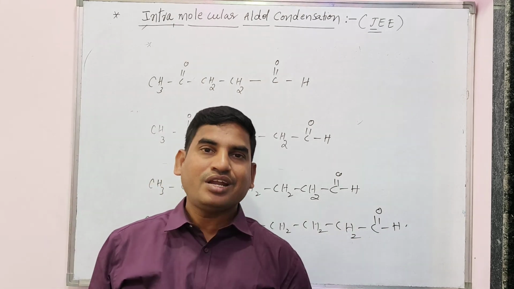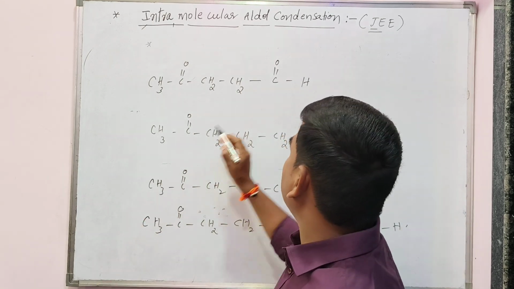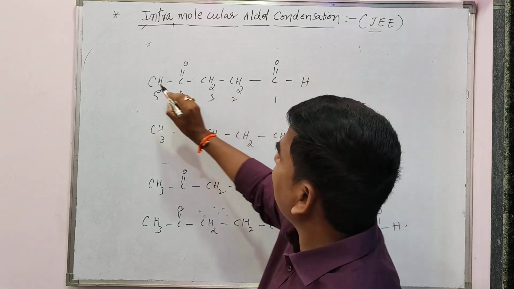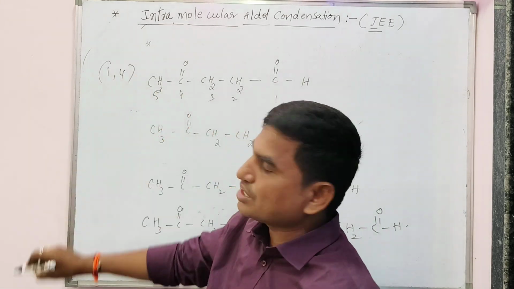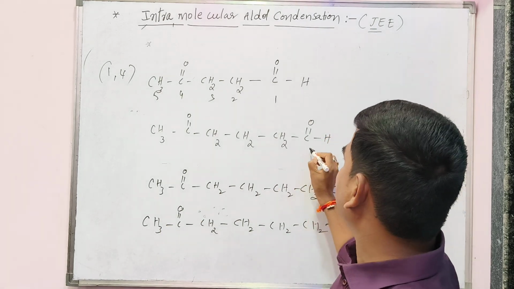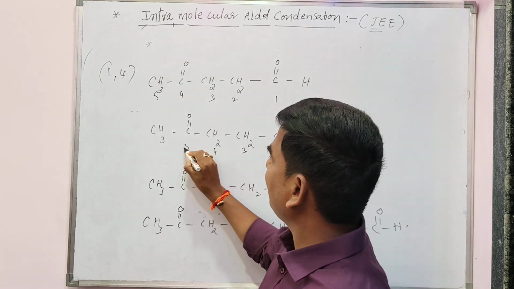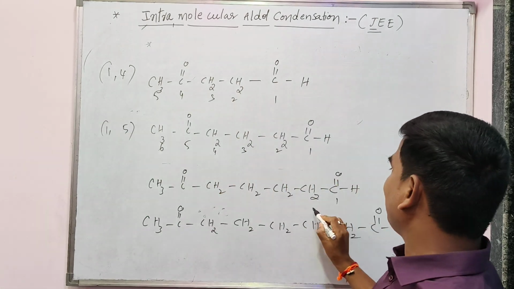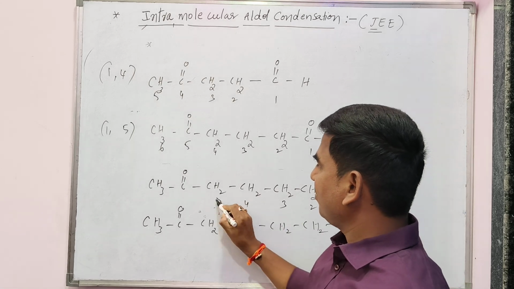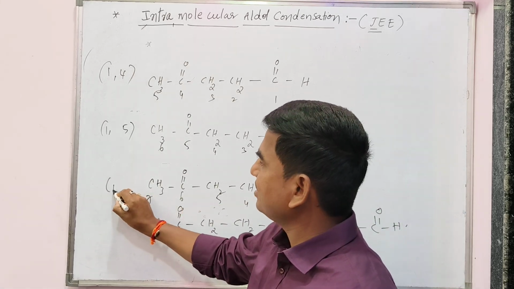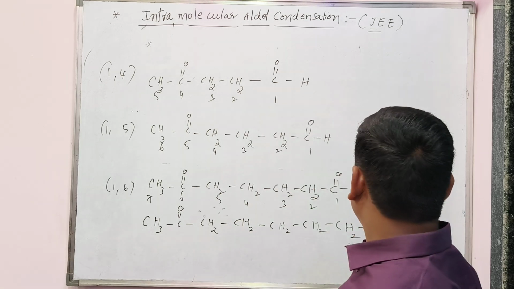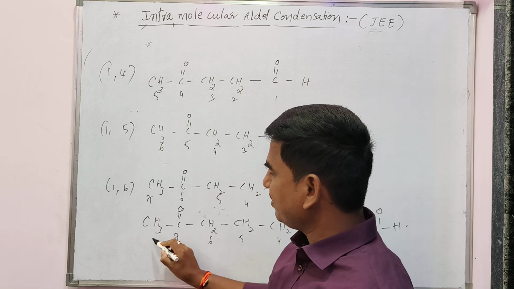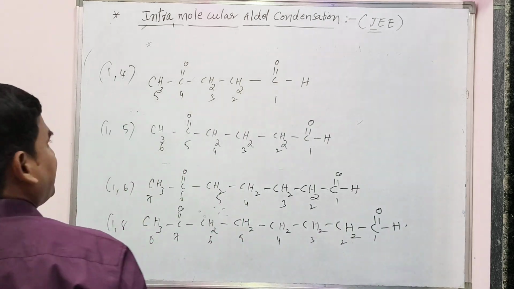So here one is aldehyde, one is keto group. If you go for here means 1, 2, 3, 4, 5. The positions are 1,4 carbonyl groups, aldehyde and ketone. If we go for here means 1, 2, 3, 4, 5, 6. It is 1,5. If you go for here means 1, 2, 3, 4, 5, 6 and 7. It is 1,6. If you go for here, 1, 2, 3, 4, 5, 6, 7, 8. It is 1,8.